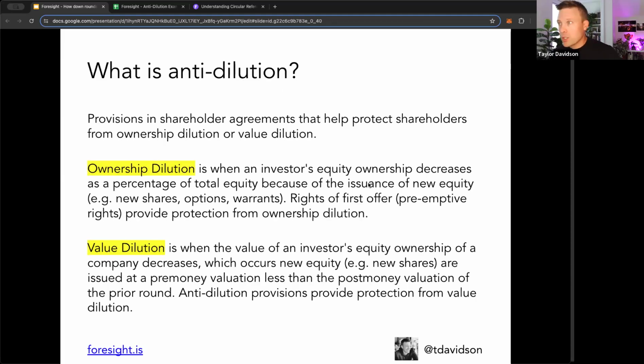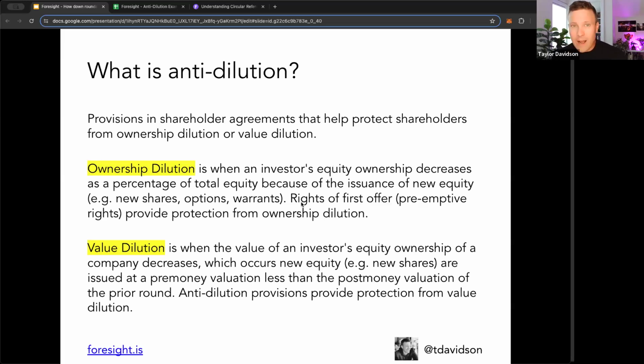So let's talk about what anti-dilution is. Anti-dilution refers to the various provisions in shareholder agreements that provide protection from these two types of dilution. Ownership dilution refers to when the equity ownership decreases as a percentage. So if you own a certain percentage of total equity, after a financing round, now you have a smaller ownership percentage. And that can come from issuing new equity or new shares, new options, warrants, and other structures. And the common protection against that is rights of first offer or preemptive rights, pro rata rights. That provides protection from ownership dilution in more common scenarios.